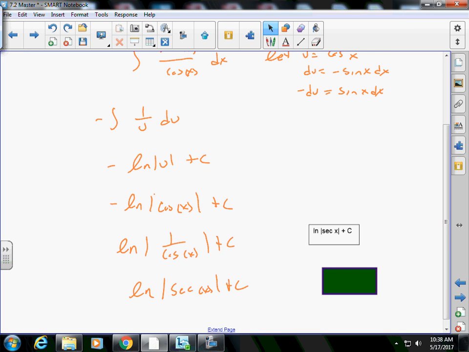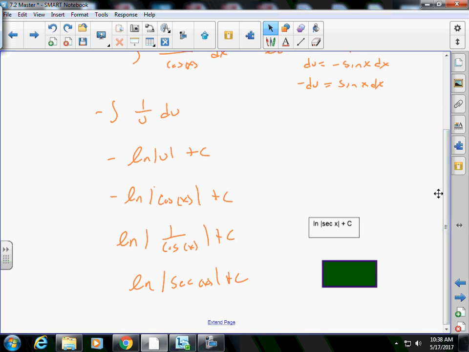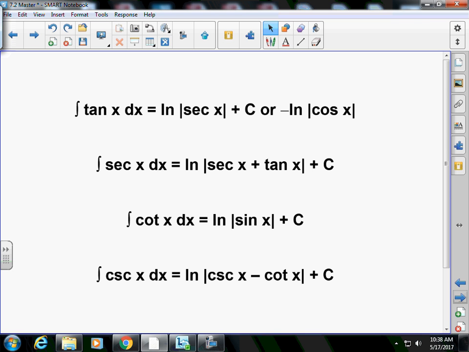So what we've done is derived how to take the integration of tangent x. That's all we've done. That's what's on the next page. So now we know that if I take the integration of tangent x dx, then it is equal to the natural log of secant x plus c, or I could just say it's the opposite of the natural log of cosine x. And then I could say secant x dx.